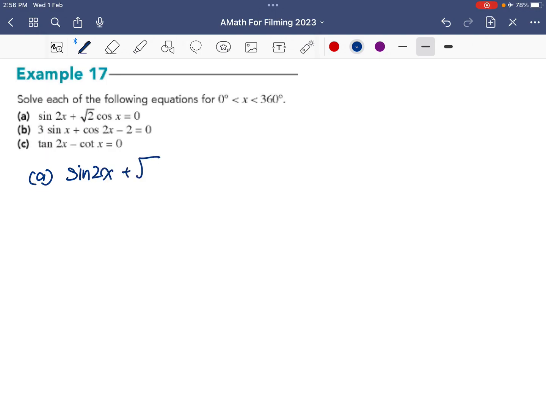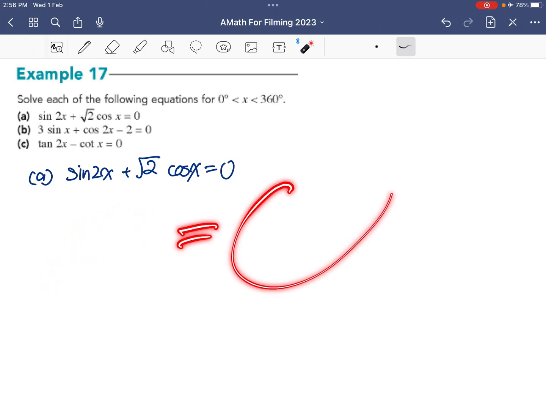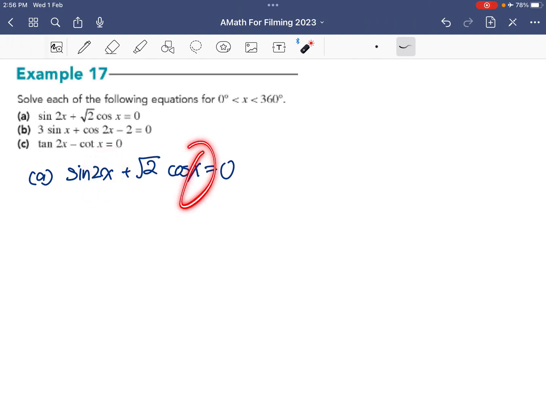For part A itself, we get sine 2x plus square root 2 cosine x equals 0. What I'm trying to do is get a trigo term on the left hand side equal to a number on the right hand side. However, do notice that this is sine 2x and this is cosine of x. So that poses a slight challenge, but not to worry.